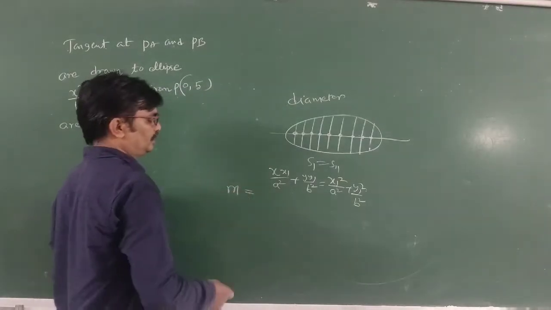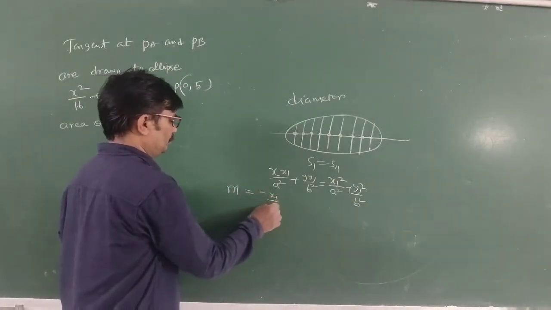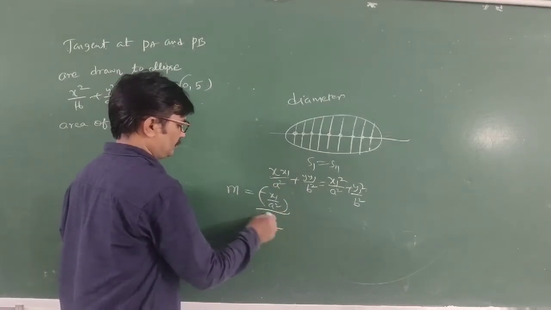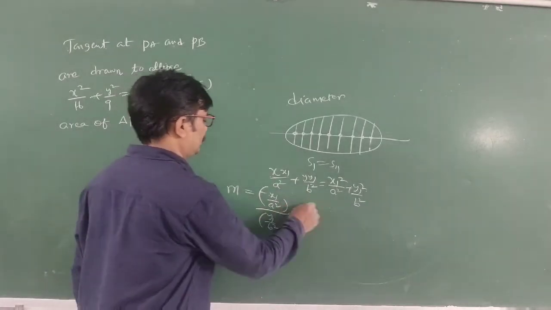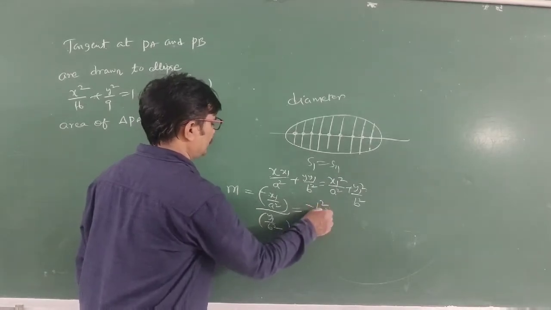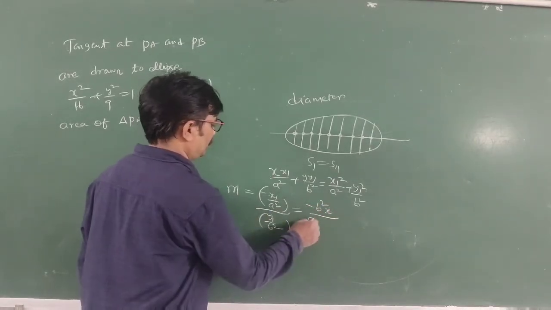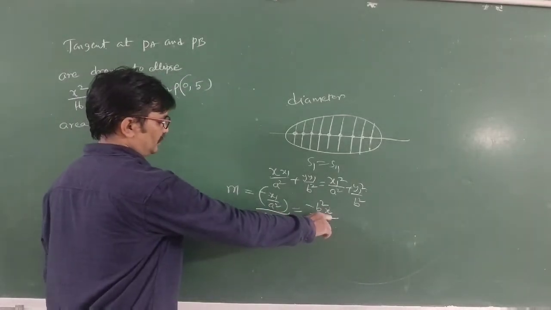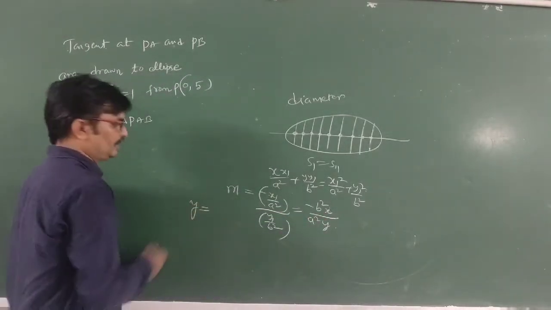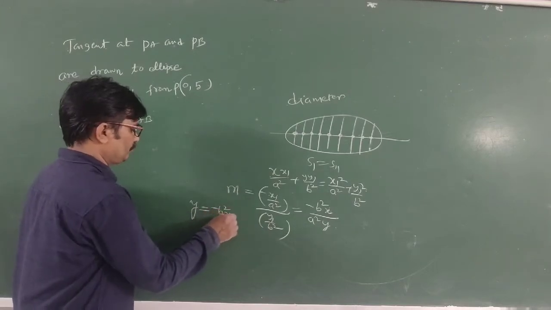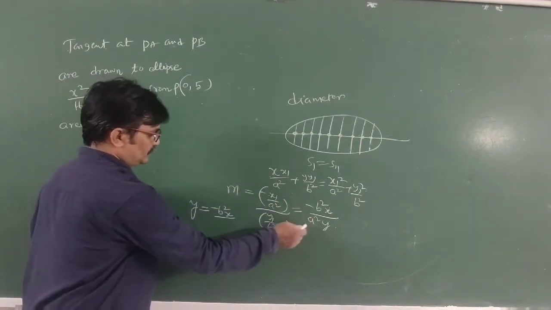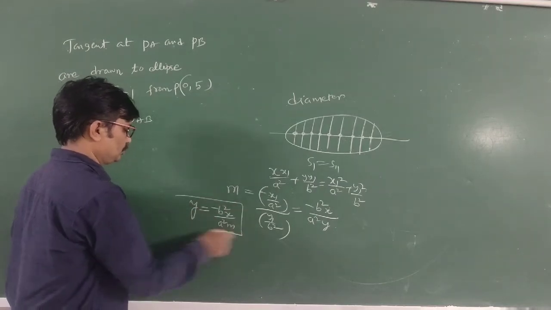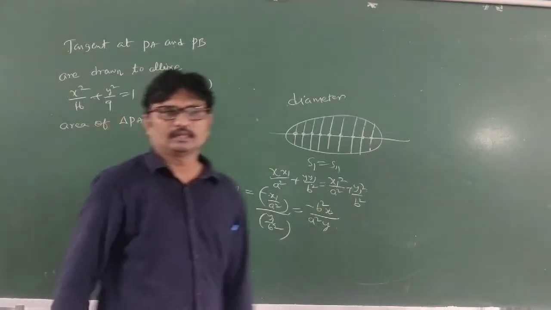So what is the slope here? Minus of x1 by a square upon y1 by b square. My dear students, this is minus b square x upon a square y. So for the locus of P, we can replace x1 by x and y1 by y. So y equal to minus b square x upon a square m. Just interchange y and m. So this is what, students?